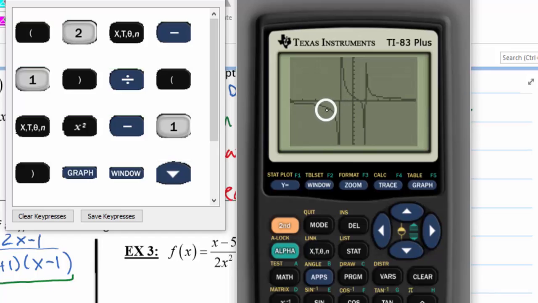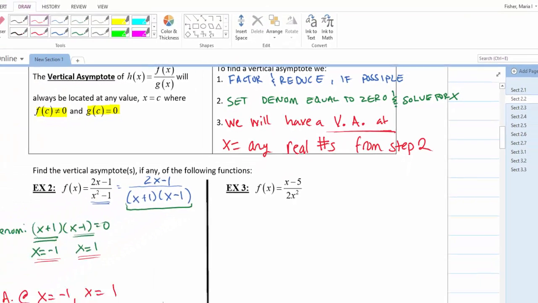Notice as we approach negative 1 from the left, we're going to negative infinity. As we approach negative 1 from the right, we're going to positive infinity. That's enough for us to see that x equals negative 1 would be a vertical asymptote of this graph. Same thing here for x equals 1. Here's x equals 1 on my graph. To the left of 1, I'm going to negative infinity. To the right of 1, I'm going to positive infinity. So x equals 1 is a vertical asymptote of my function.